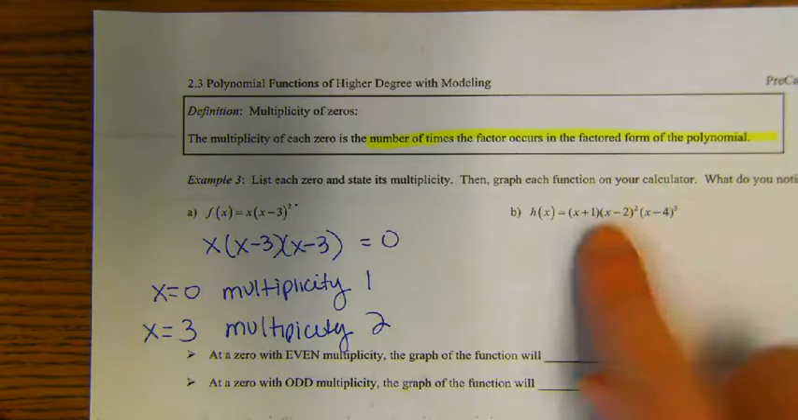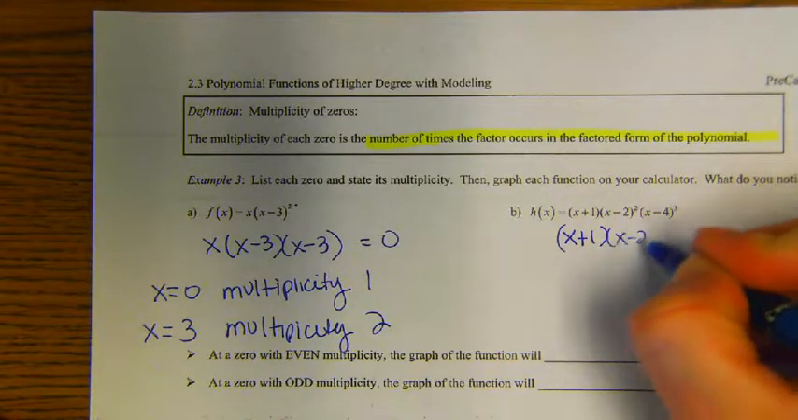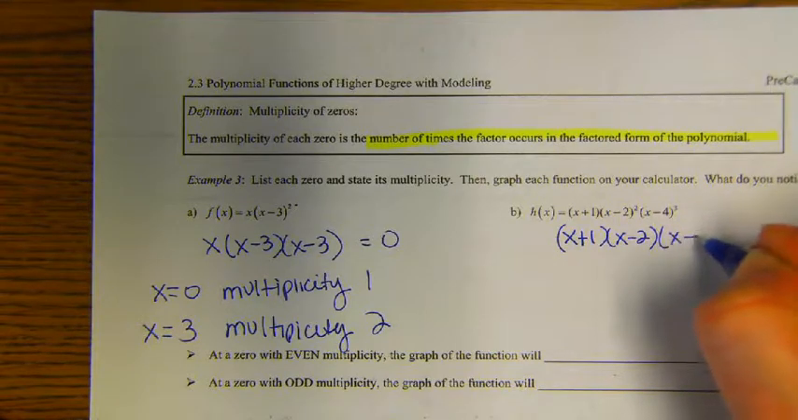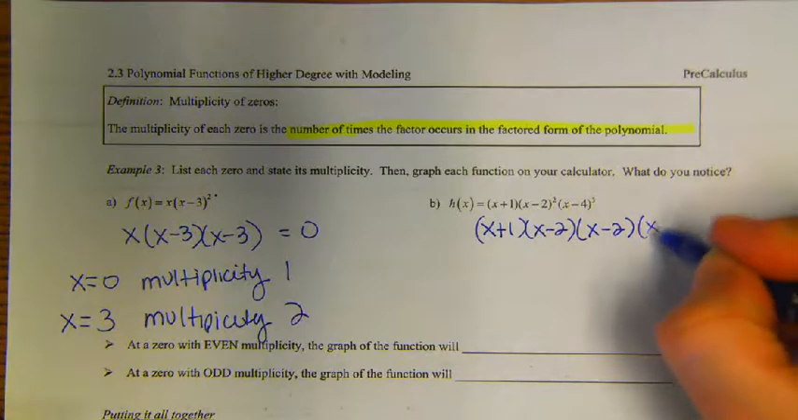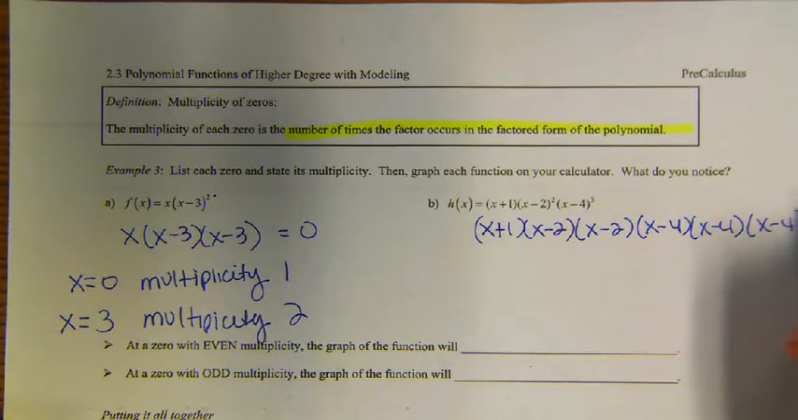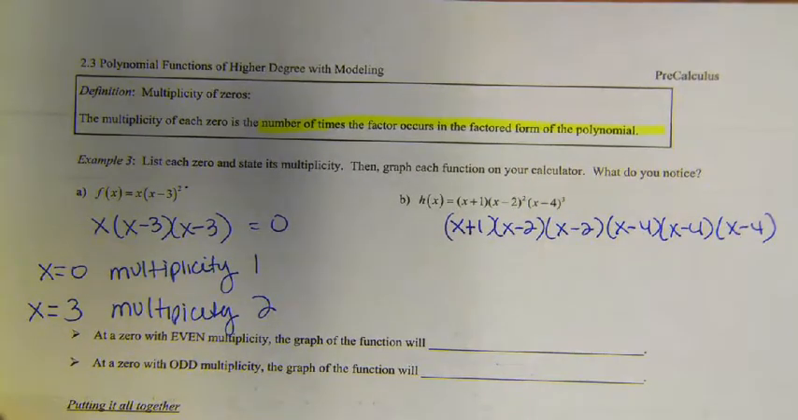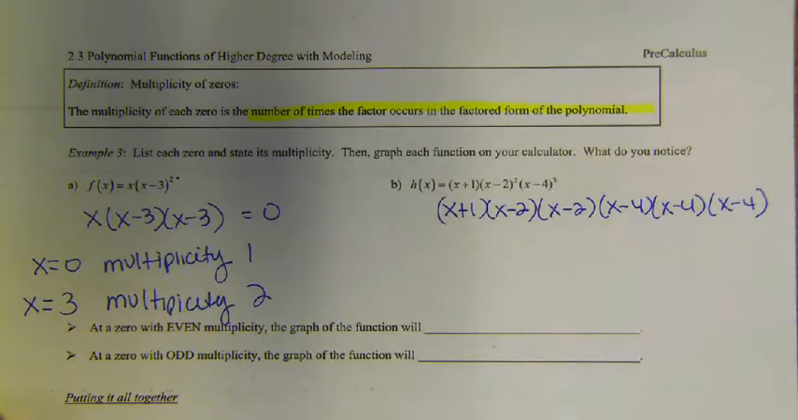All right, what does this one mean? Well, you don't have to write it out if you don't want. But this really means x plus 1 times x minus 2 times x minus 2 times x minus 4 times x minus 4 times x minus 4. By the way, if you did all the multiplication, which I would not ask you to do, but if you did, what would be the degree of this polynomial? 6. Okay.